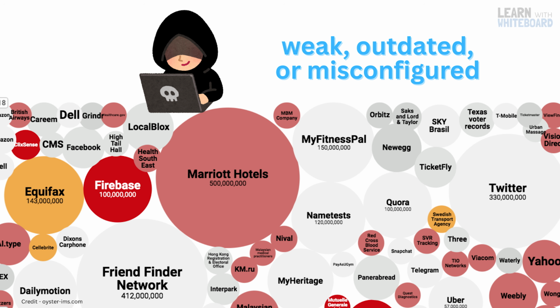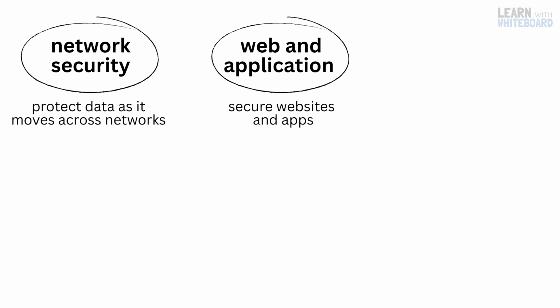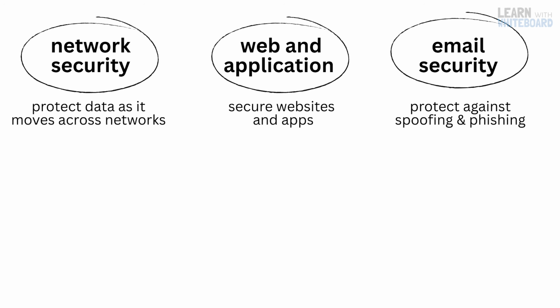To make this simple and memorable, let's group cybersecurity protocols into 6 buckets. First, network security protocols that protect data as it moves across networks. Second, web and application protocols that secure websites and apps. Third, email security protocols that protect against spoofing and phishing.